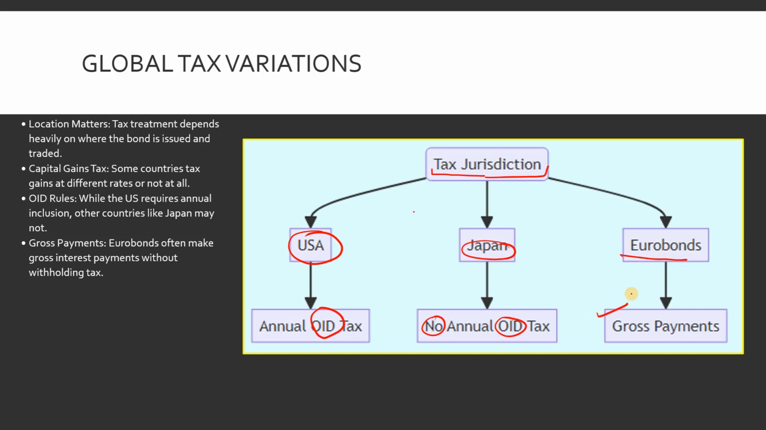Some countries may tax capital gains at 20%, while others might have a 0% rate to encourage investment. You must always consult the specific tax treaty between your home country and the country of the issuer to understand your true return. The slide highlights these global tax variations. We see that OID rules and capital gains tax vary by country. Eurobonds are noted for their gross payments.